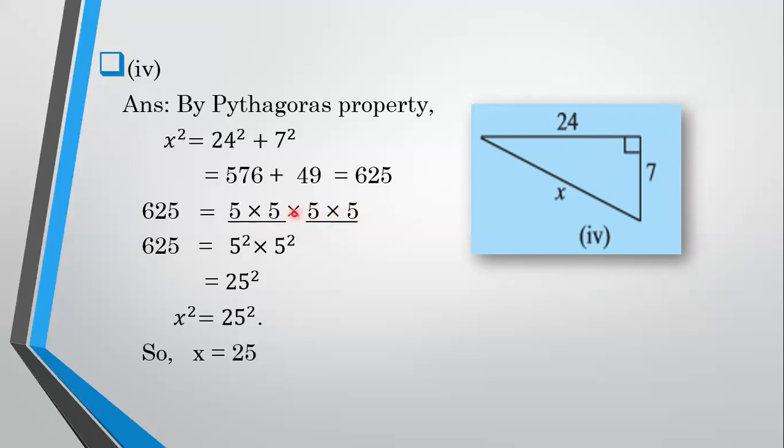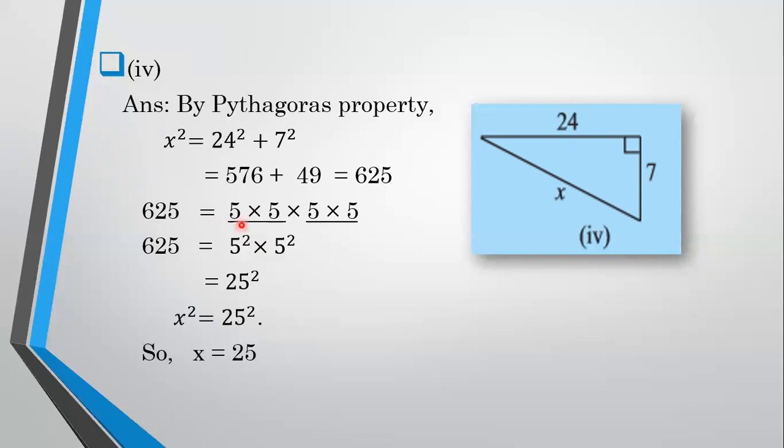Now we will make the pair of two numbers. The pair of same two numbers. So 5 into 5 we can write as 5 square. Again, next 5 into 5 also we can write as 5 square. So 625 can be written as 5 square into 5 square. Now we will multiply only the base. On multiplication of numbers in the power form, you don't have to multiply the power. Only we will multiply the base.